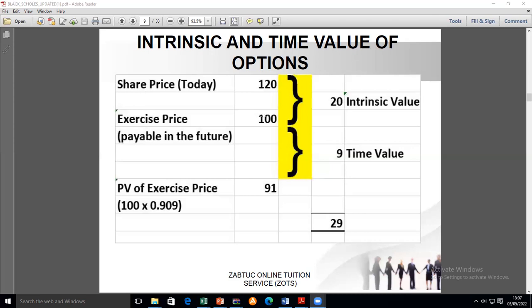So when you convert this into present value, I've used a discount factor of 10%, you get 91. So then the difference between this and that before you discount is intrinsic value. And the difference between this and the present value gives a time value. So the total value then is 29, the intrinsic value and the time value.